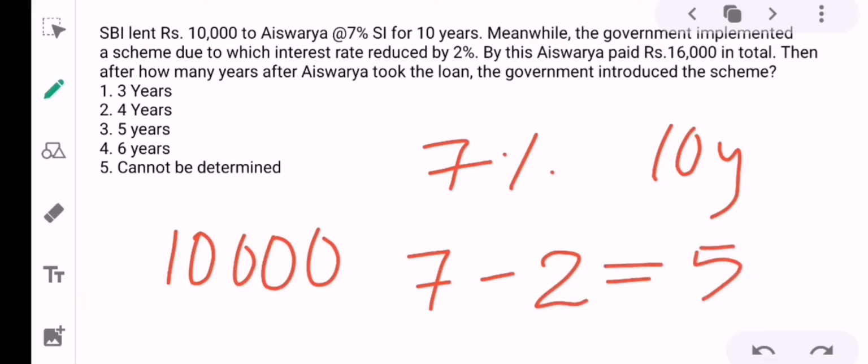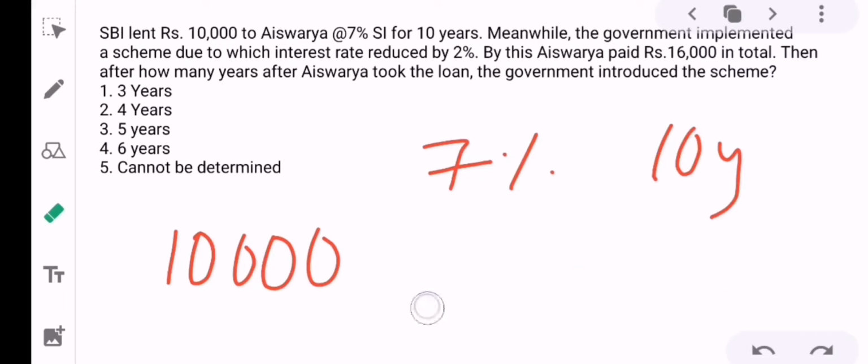If in the question it was said that the interest rate was reduced to 2%, then we would have taken 2% as the final interest rate. But here it is mentioned that the interest rate was reduced by 2%, so we simply decrease that 2 from 7 to reach 5% as the final interest rate. So 5% is the interest which Aishwarya has to pay after the government implemented that scheme.